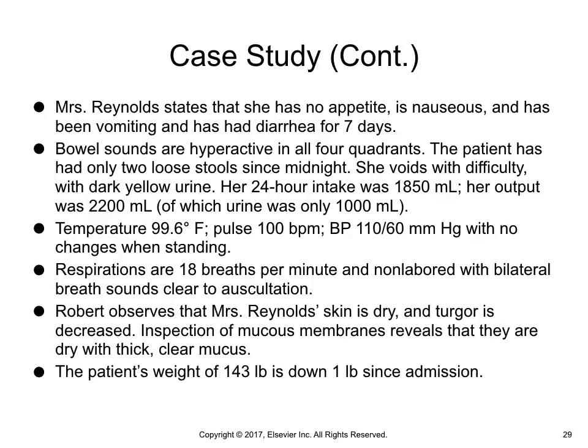Temperature 99.6 degrees Fahrenheit, pulse 100 beats per minute, blood pressure 110/60, with no changes when standing. Respirations are 18 breaths per minute and non-labored with bilateral breath sounds clear to auscultation. Robert observes that Mrs. Reynolds' skin is dry, and turgor is decreased. Inspection of mucous membranes reveals that they are dry with thick, clear mucus. The patient's weight of 143 pounds is down 1 pound since admission.